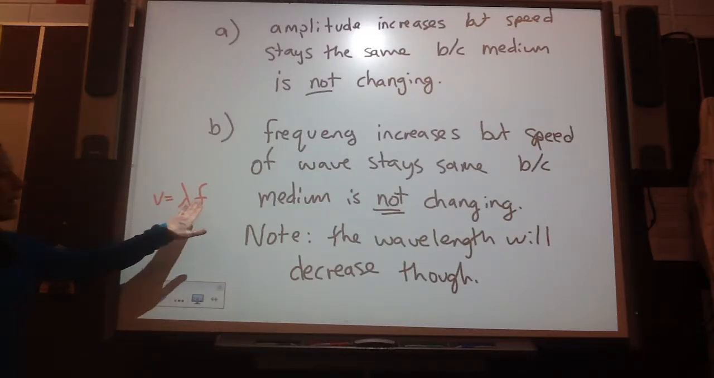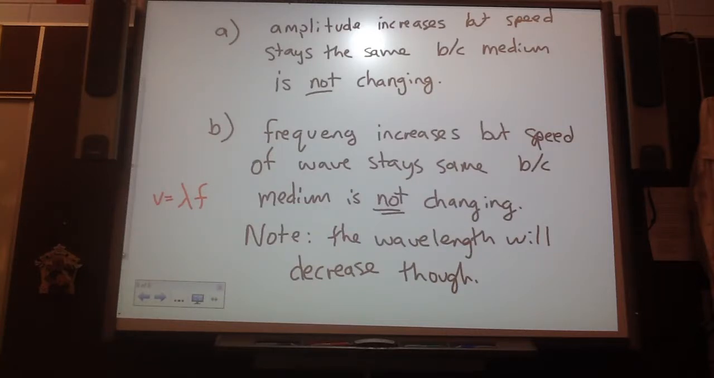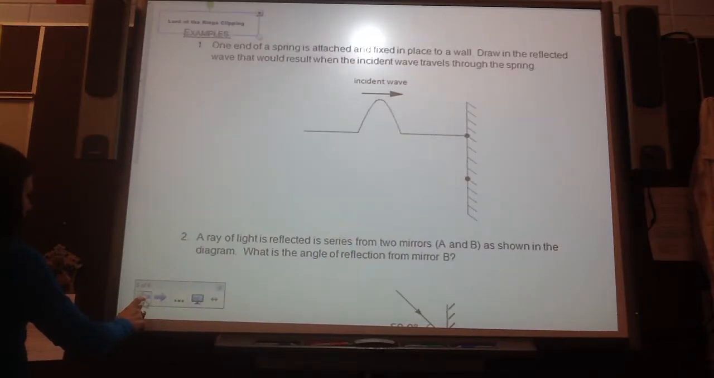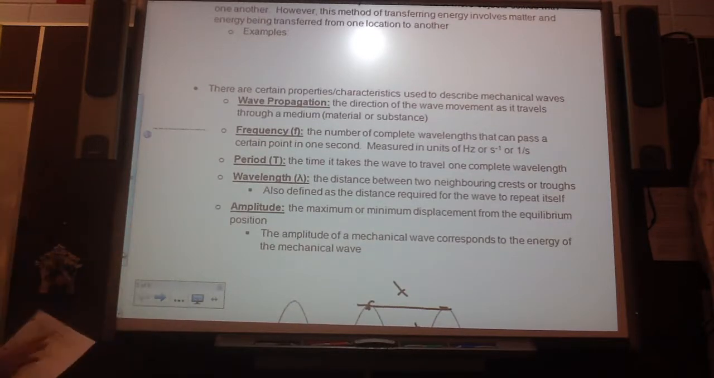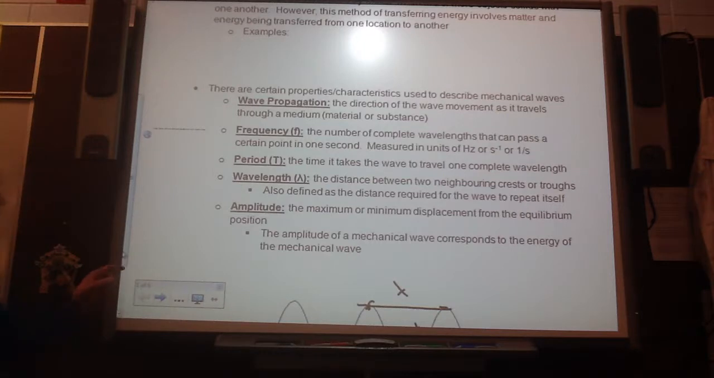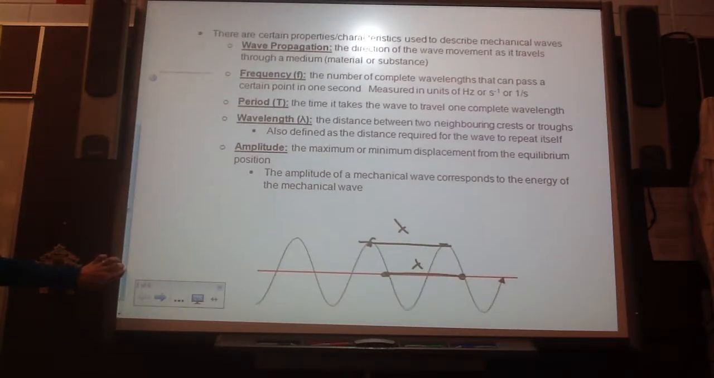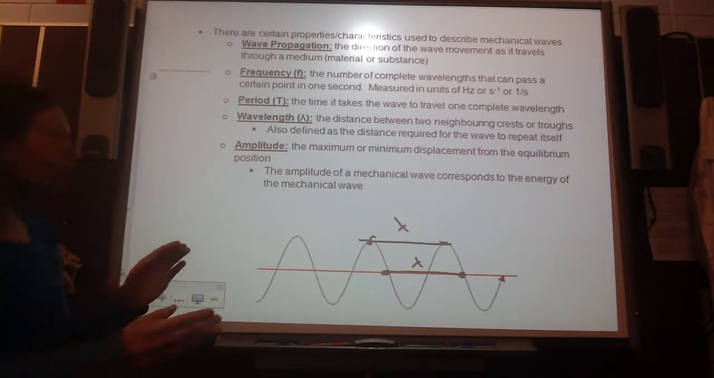So if I can increase the frequency of how much the actual wave is going, let's just go back to our definitions, because sometimes it's hard to talk about this without our definitions. So if our frequency has increased, because that's the number of complete wavelengths that can pass a certain point in 1 second, then what needs to change if the actual speed of the wave has not changed? Well, the wavelength.